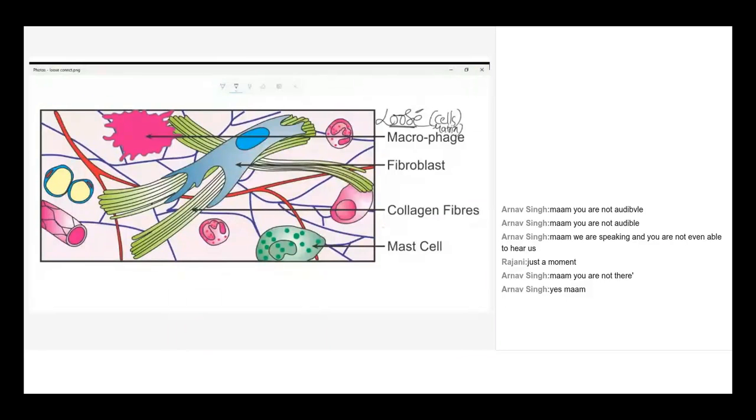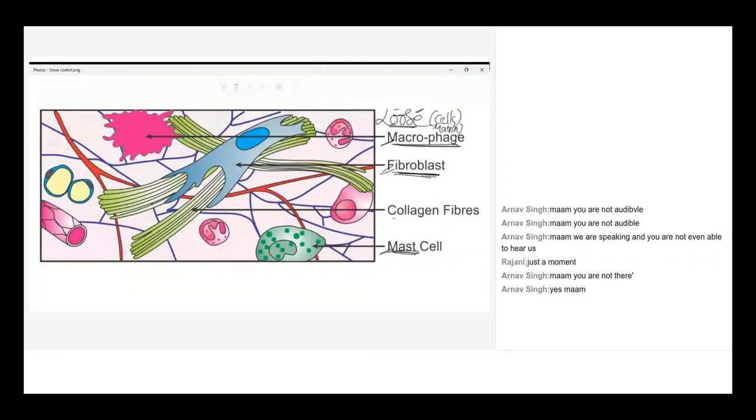If you take the whole tissue, we have different cells called macrophages. This is one kind of cell you'll find in loose connective tissue. Then fibroblasts, another kind of cell. Then mast cells. Macrophages, fibroblasts, mast cells. So the different cells look like this, in shape and category.